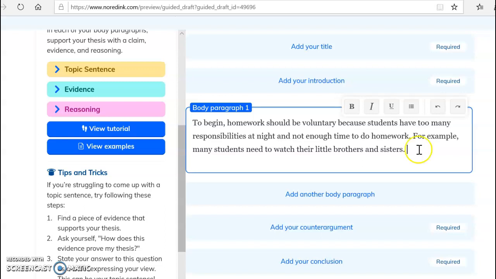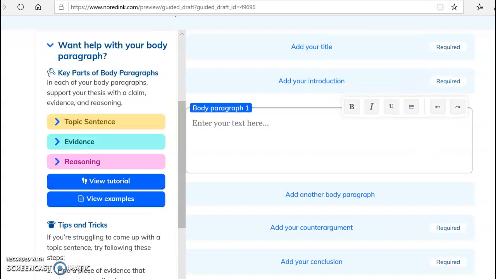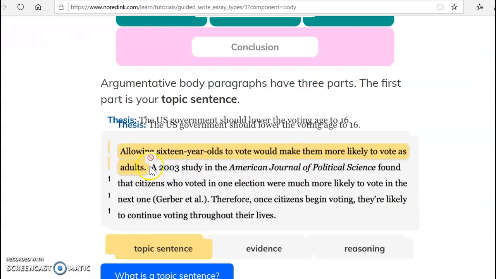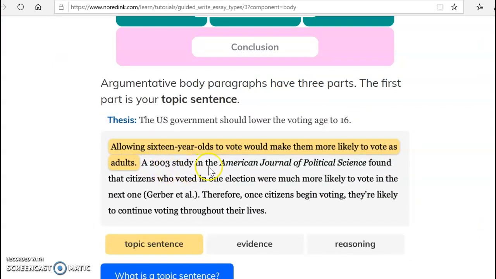Okay. So then what you're going to do is, let me see if I can go back to the right one here. That's not the right one. Here's the right one. Okay. Like this one right here. See this right here? A 2003 study in the American Journal of Political Science found the citizens who voted. So this is one like quote. Now they don't have it in quotation marks because they're not actually quoting it, but they're referencing it.